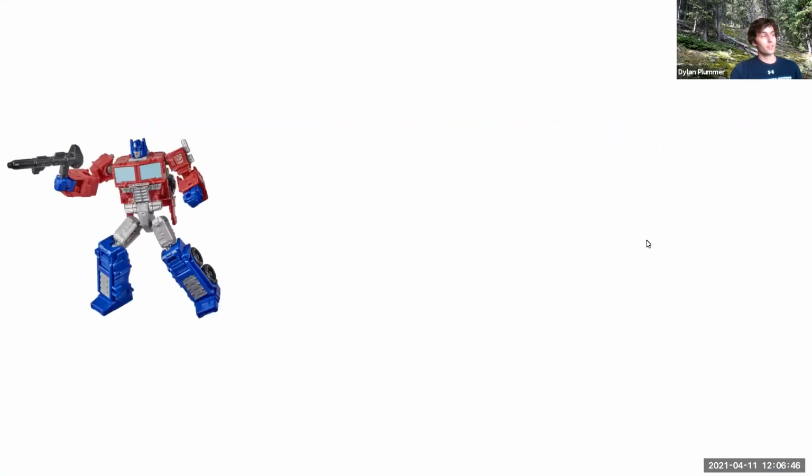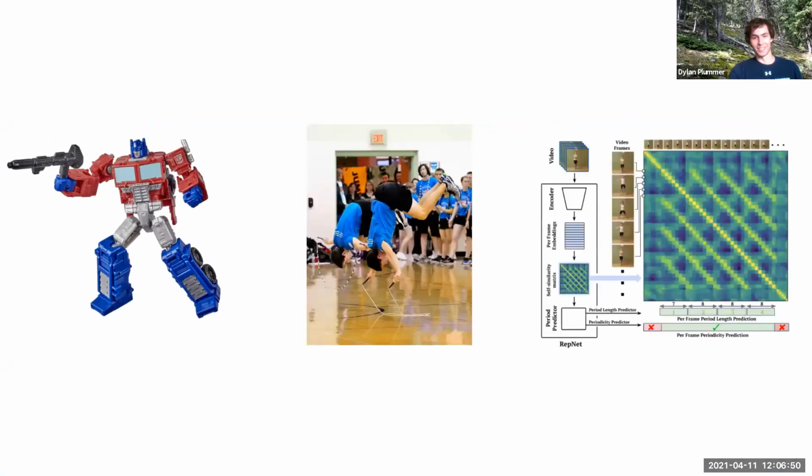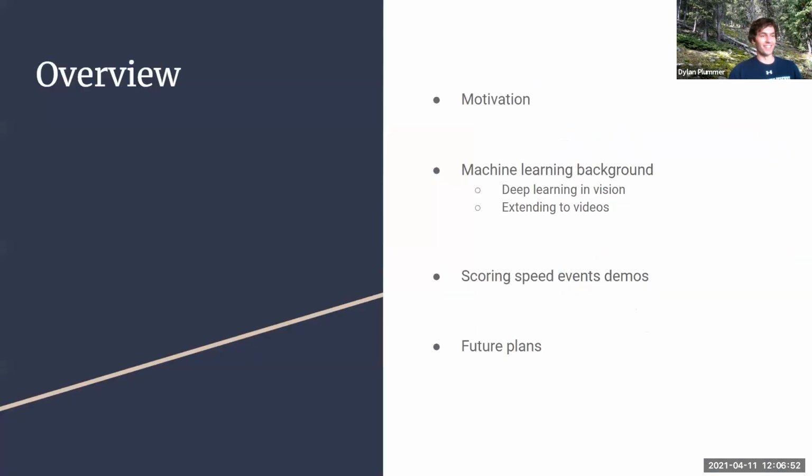So I'd like to talk to you all about transformers, jump rope, and the current state of the art of machine learning. So to make that actually make sense, I'll first go over my motivations for this project, and then I'll introduce some of the machine learning background that will hopefully help you understand why this model can do what it does. And then I have some really cool demos on some real speed videos from a real competition. And then I have some future ideas for where this project can go.